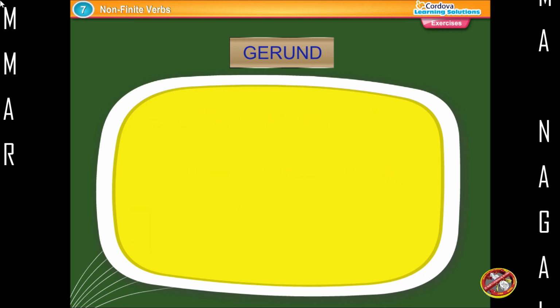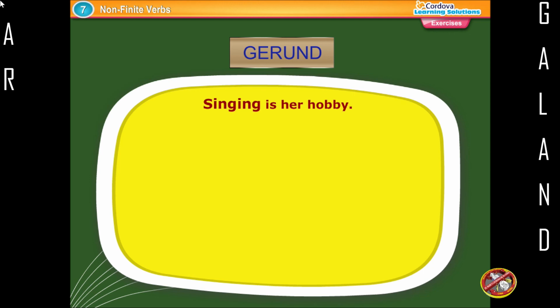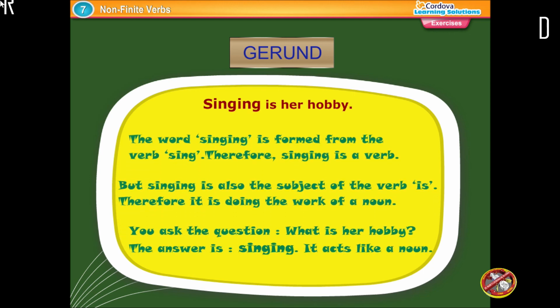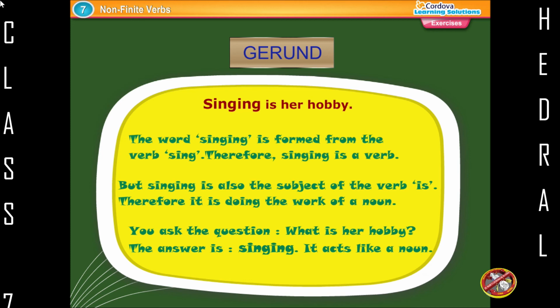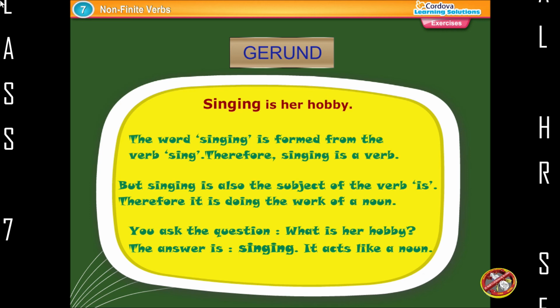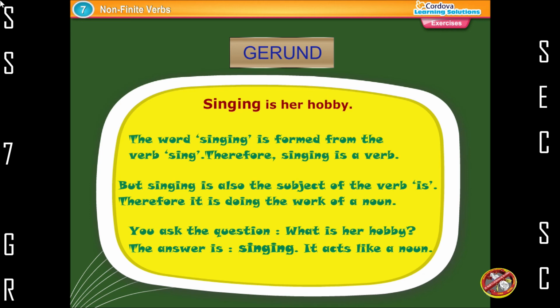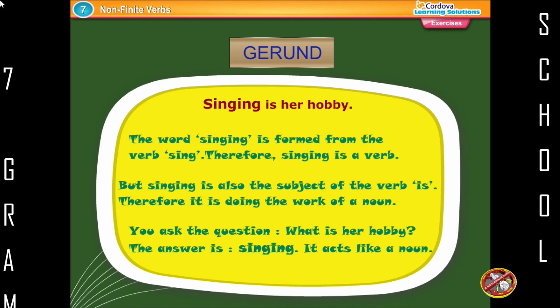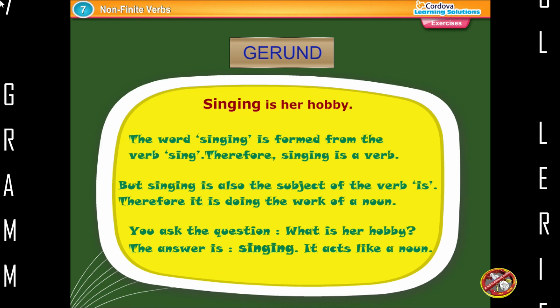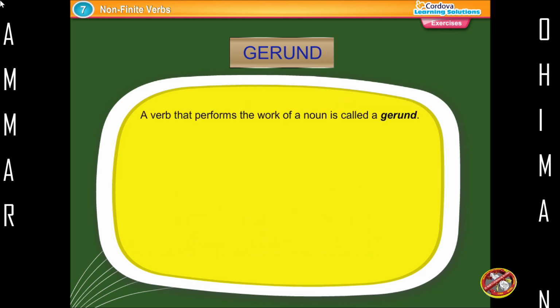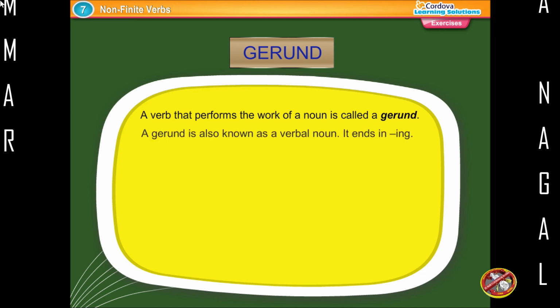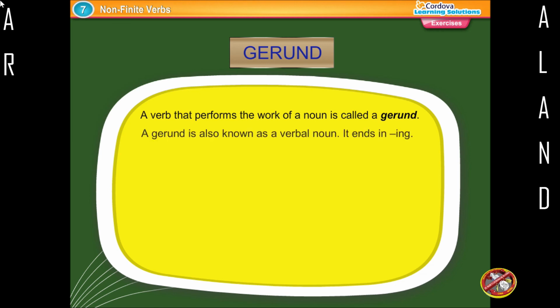Read the sentences given here. Singing is her hobby. The word singing is formed from the verb sing. Therefore, singing is a verb. But singing is also the subject of the verb is. Therefore, it is doing the work of a noun. You ask the question, what is her hobby? The answer is singing. It acts like a noun. A verb that performs the work of a noun is called a gerund. A gerund is also known as a verbal noun.